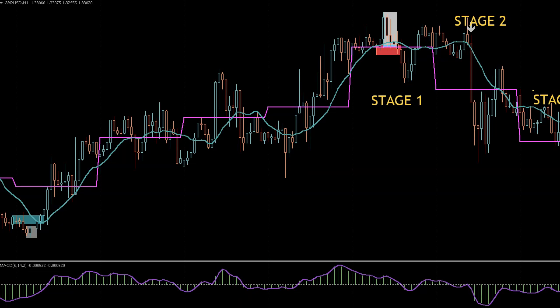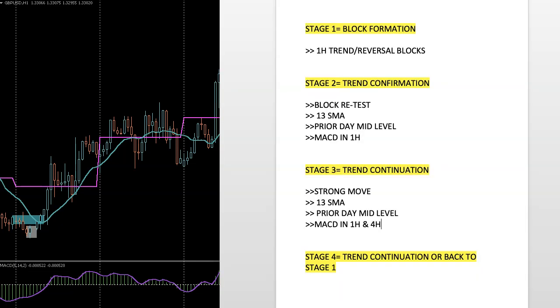So how do we know that in stage number 2 this block is going to validate, that we're going to go in that direction? So here will be trend confirmation, or block confirmation. So again, what are we waiting for now?